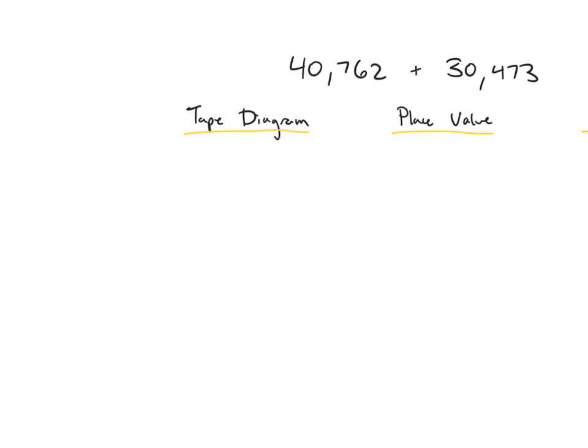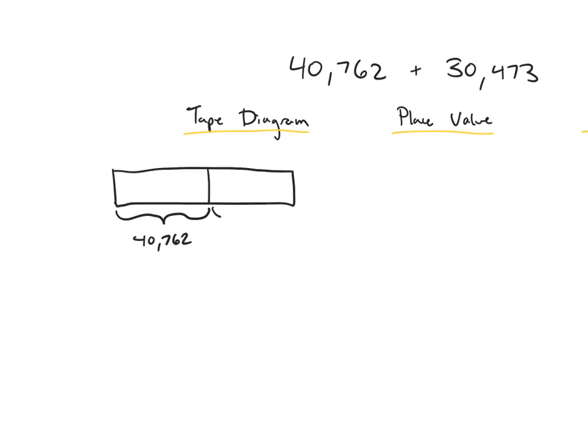So starting with a tape diagram, I'll draw my rectangular diagram here. And since there are two add-ins, I'm going to split this rectangular diagram into two pieces. The slightly larger piece will represent the 40,762. And then the slightly smaller piece will represent 30,473. And I know my answer is going to be the combination of both of these two numbers together, so I put a question mark to represent what my answer is going to be.